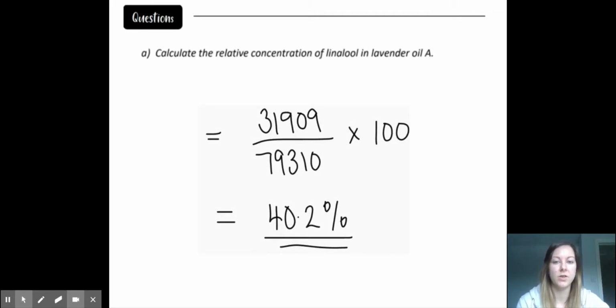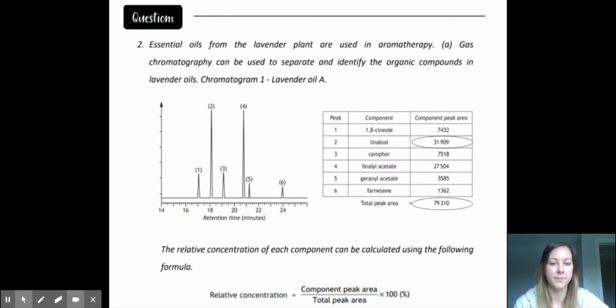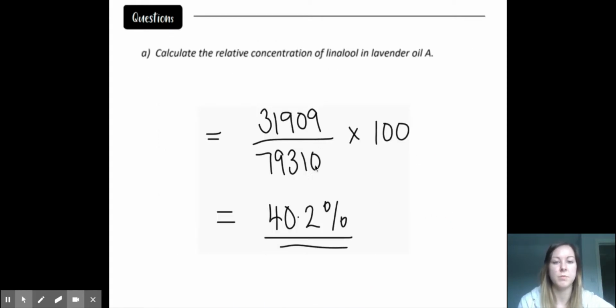Part A is to calculate the relative concentration of linalool in lavender oil A. So we look for linalool. We say, right, our component area is 31,909. Our total peak area is 79,310. If we divide those by each other, multiply by 100, we get 40.2%.